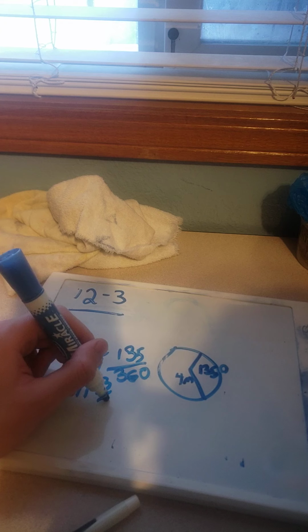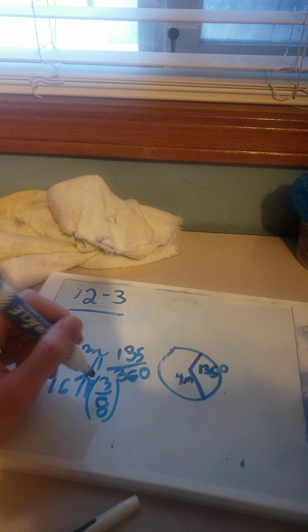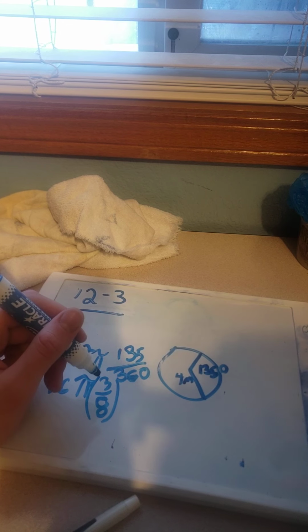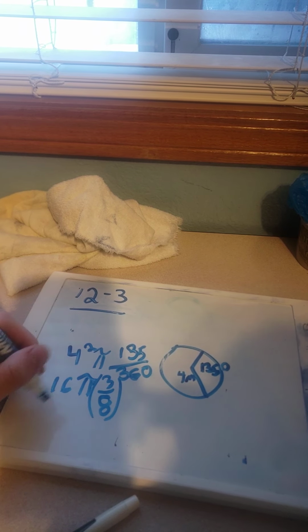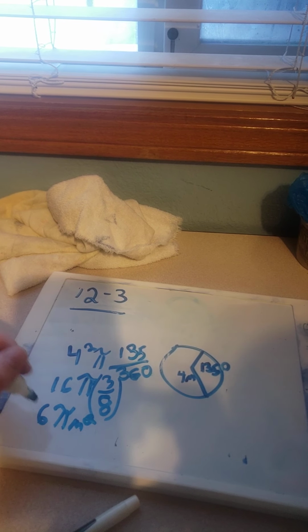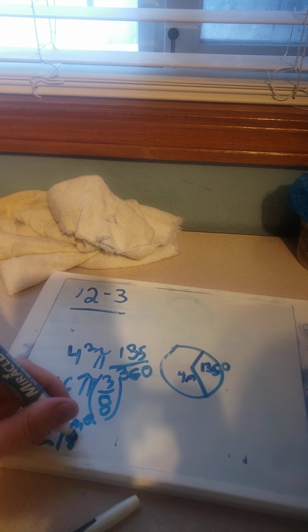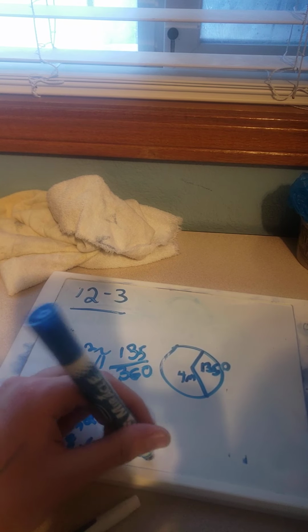So we're going to have 16 times pi times 3/8. Once we simplify that, we multiply by 3/8, and then we have 6 pi meters squared. And then we multiply the 6 by pi, and our answer is going to be 18.85 meters squared. So that's our answer.